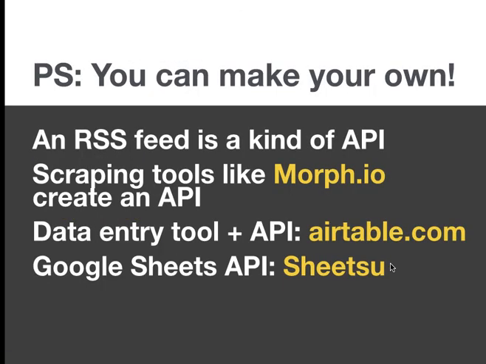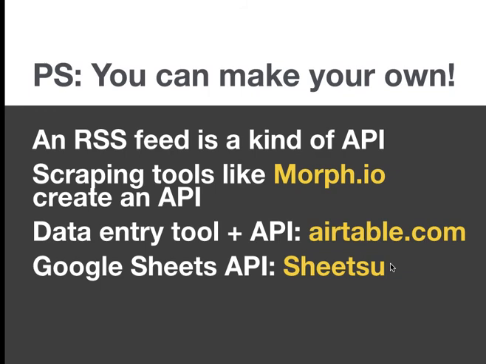By the way, as a final point, you can actually make your own API as well. This can be quite useful if you want to supply data from a scraper, for example, or an RSS feed to some code that you're writing. An RSS feed is perhaps one of the most obvious types of API.